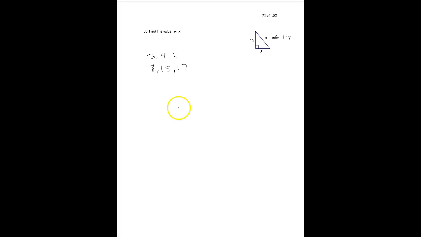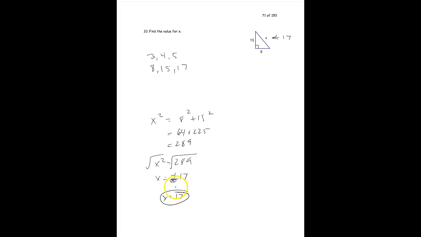So you could always do this the good old-fashioned way of Pythagorean theorem. X squared equals 8 squared plus 15 squared. So you add these up to get x squared equals 289. Take the square root of both sides. X equals, in this case, technically it's plus or minus 17, but distances can't be negative, so you throw away that solution to get x equals 17.